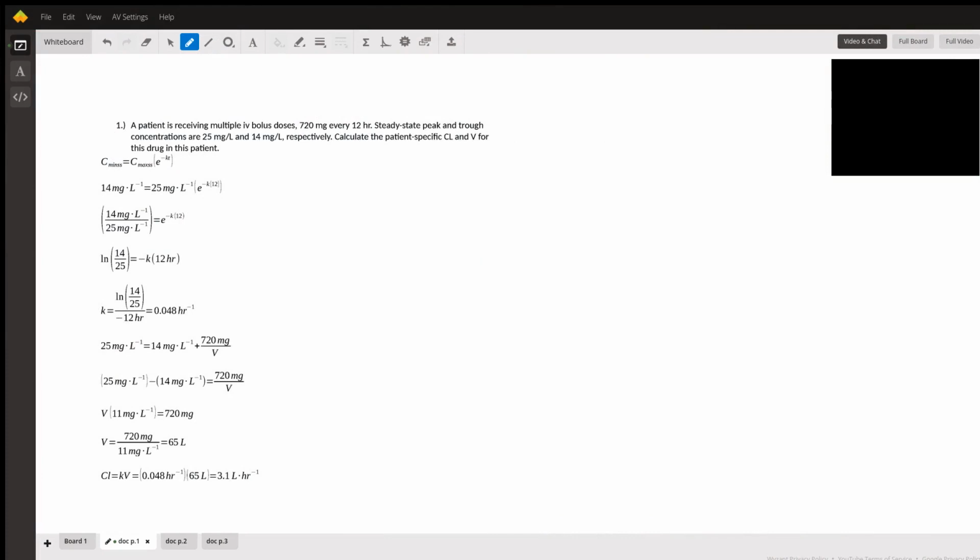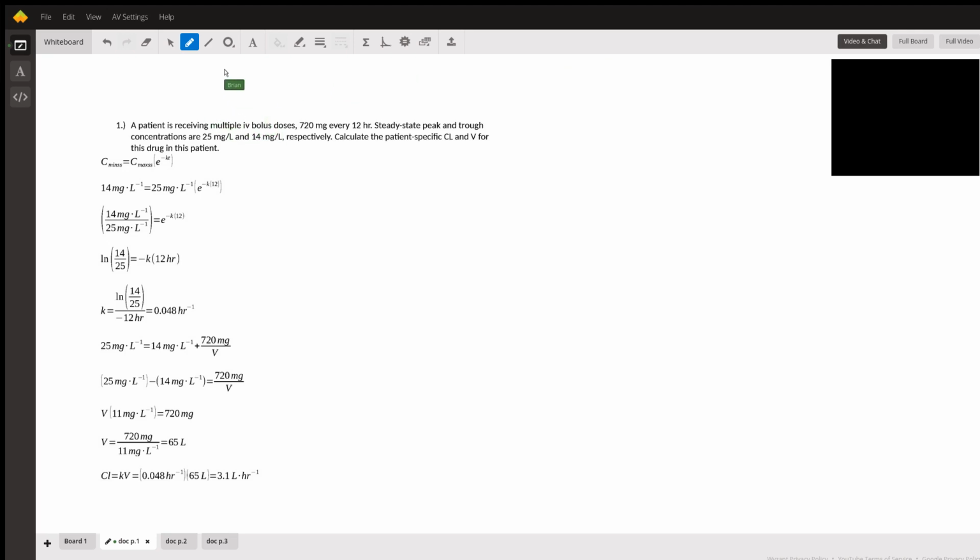A patient is receiving multiple IV bolus doses, 720 milligrams every 12 hours. Steady state peak and trough concentrations are 25 milligrams per liter and 14 milligrams per liter, respectively. Calculate the patient-specific clearance and volume of distribution for this drug in this patient.